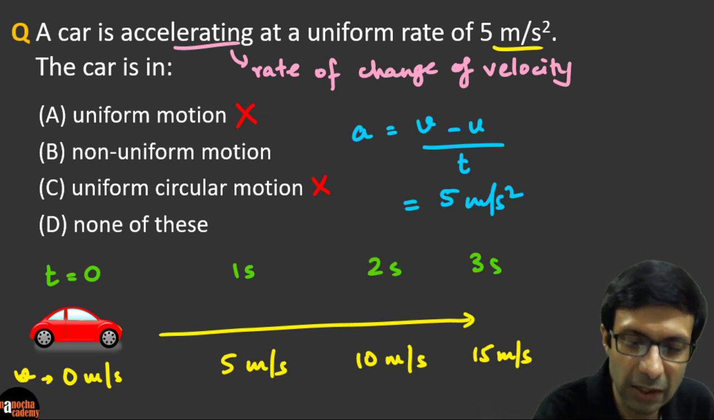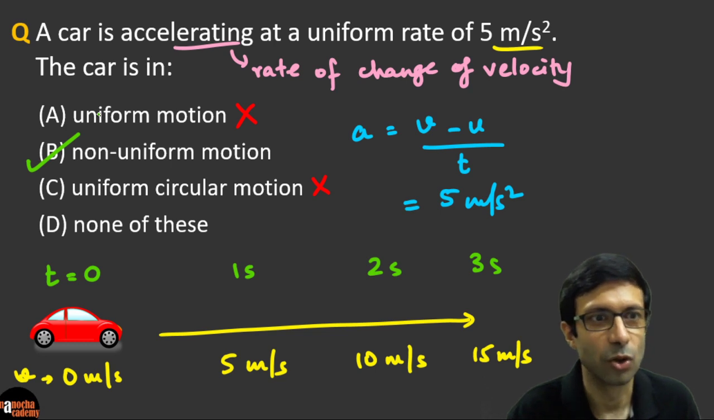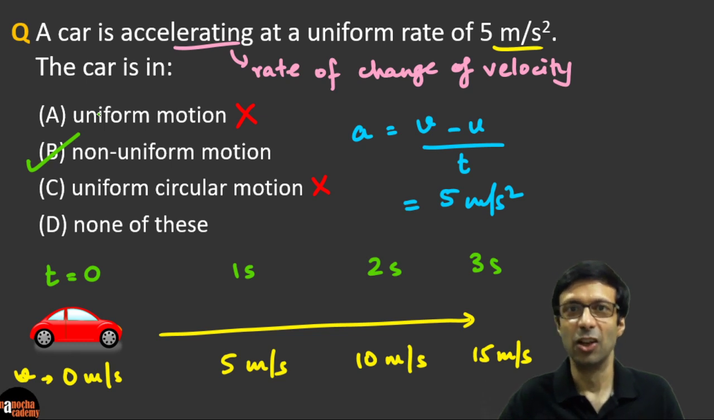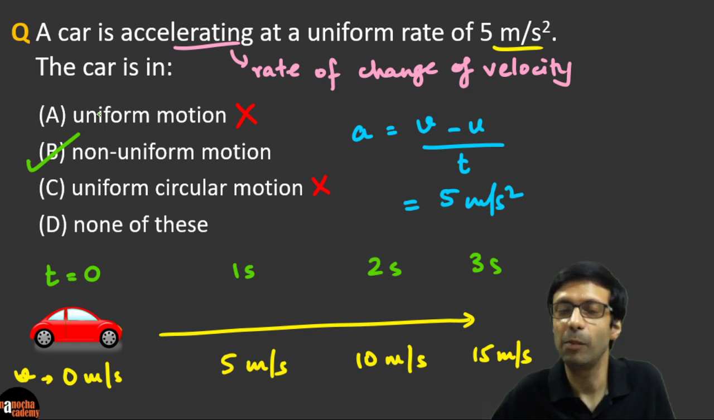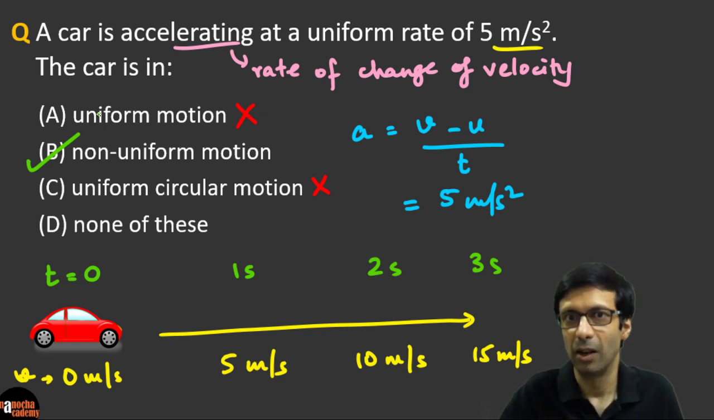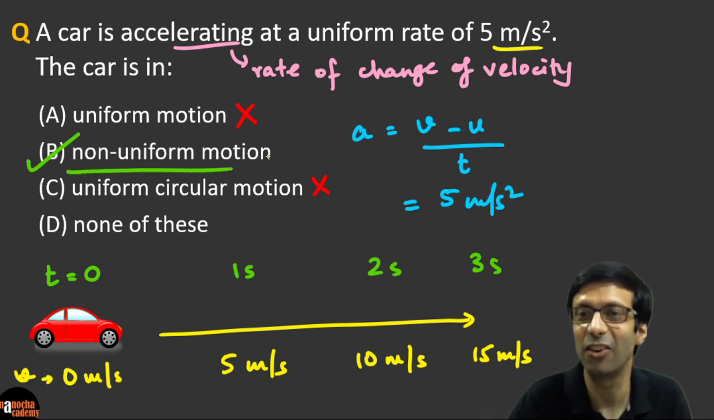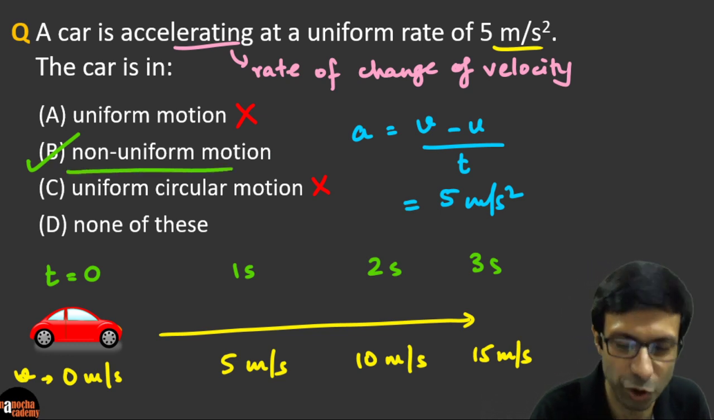So the correct answer is non-uniform motion, right? So very good. The correct answer is B here, because the speed of the car is changing. So it's in non-uniform motion, right? Uniform motion means it travels equal distance in equal intervals of time, which basically means it's at a constant speed. But since the speed is increasing, it can't be traveling equal distances in equal intervals of time. So it's traveling unequal distances in equal intervals of time. And that is why the correct answer for this accelerating car is non-uniform motion.